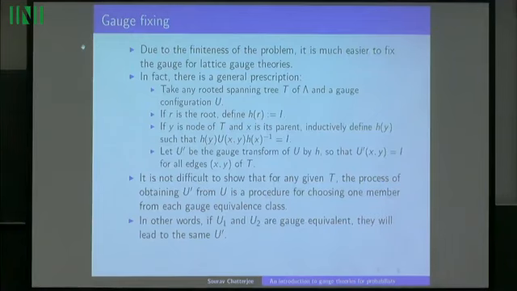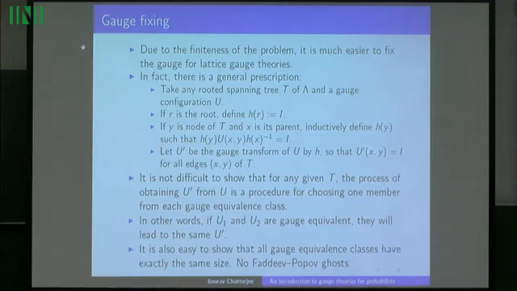Okay, so this is gauge fixing, and there are various choices of spanning trees that produce different results, but any spanning tree will give you a gauge fixing procedure. So it's also easy to show that these gauge equivalence classes all have exactly the same size because of the symmetry. So you don't need these procedures.